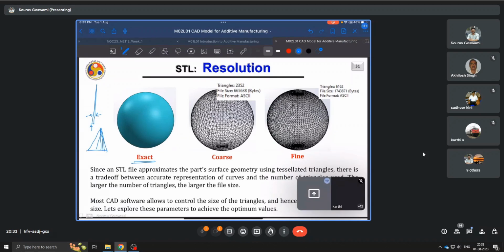A coarse representation or a coarse tessellation will take less time and be computationally light, but then you are compromising on accuracy and dimensional exactness. A fine tessellation, as you can see, will lead to a larger file size, have a large number of triangles, be more exact, but again more heavy. What you want is an optimum somewhere in between.